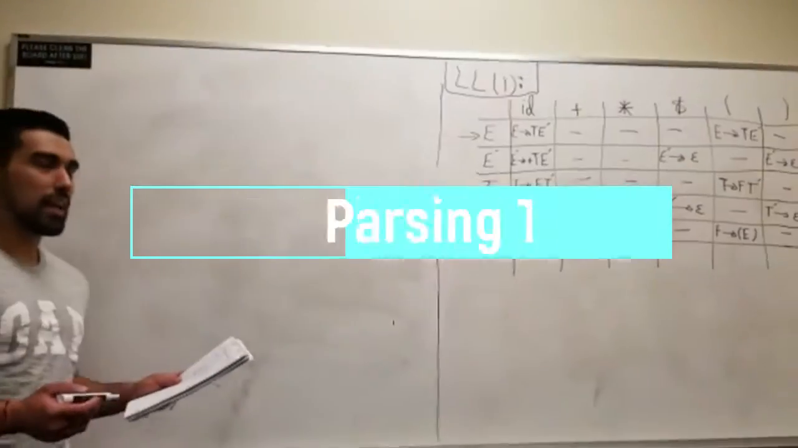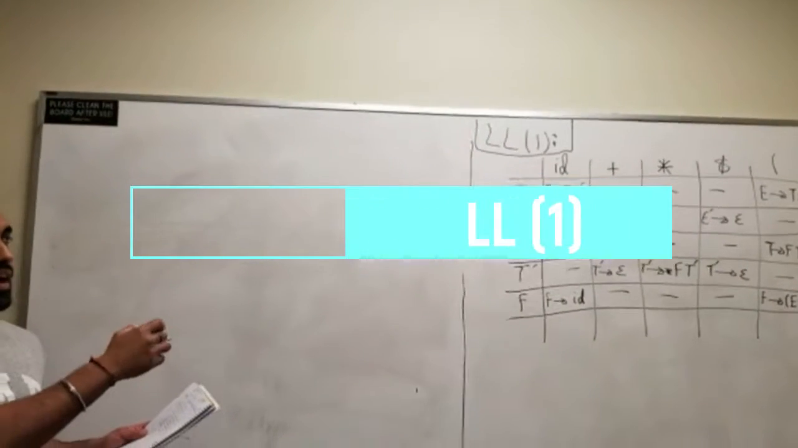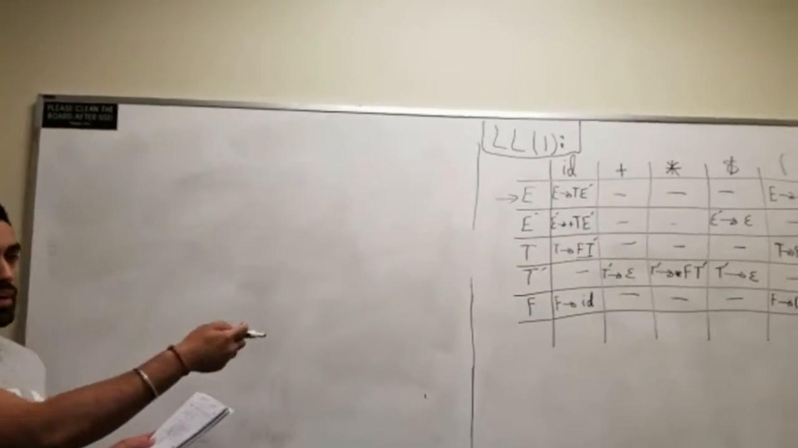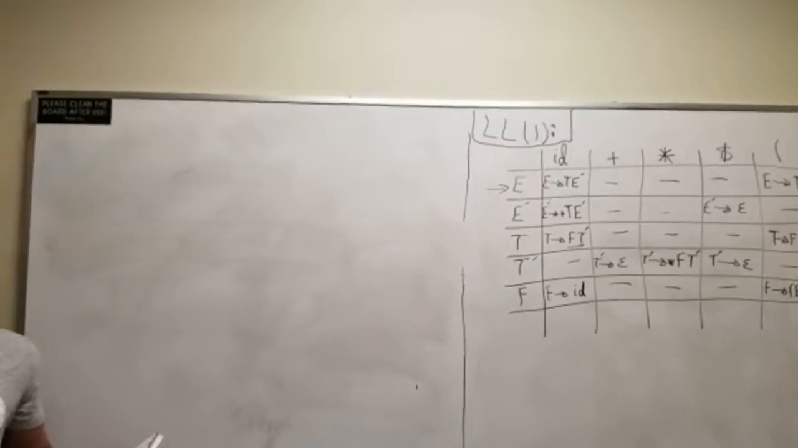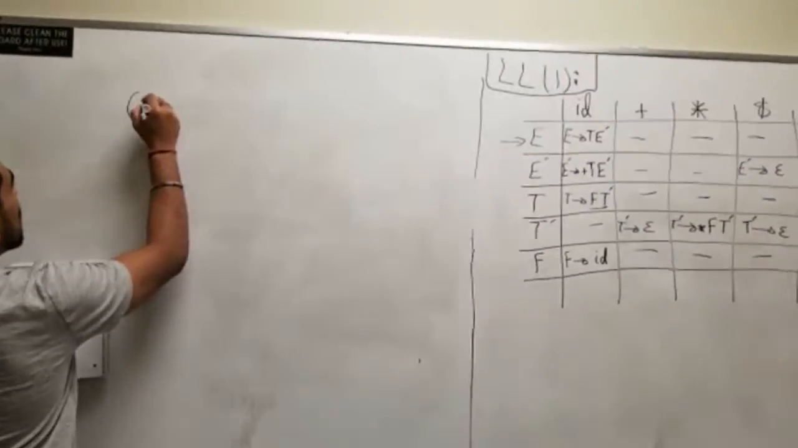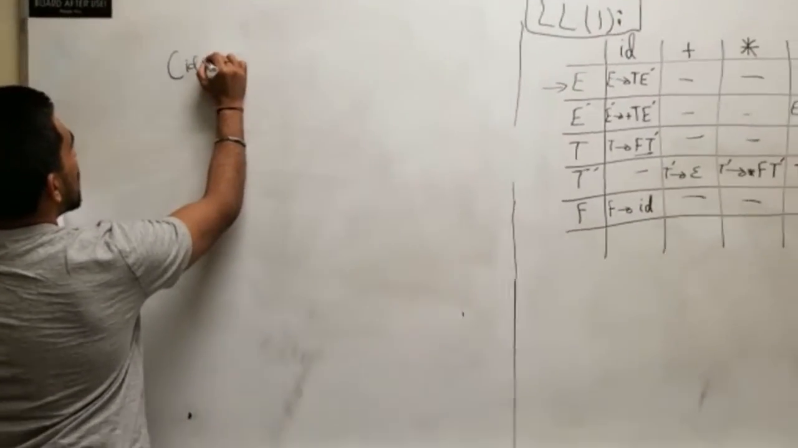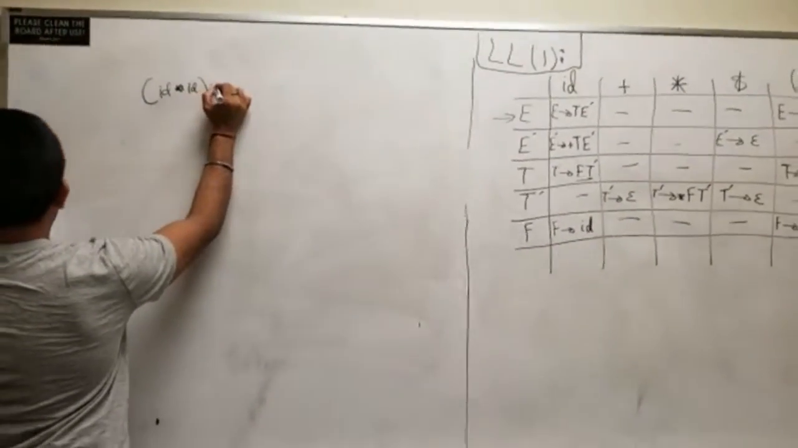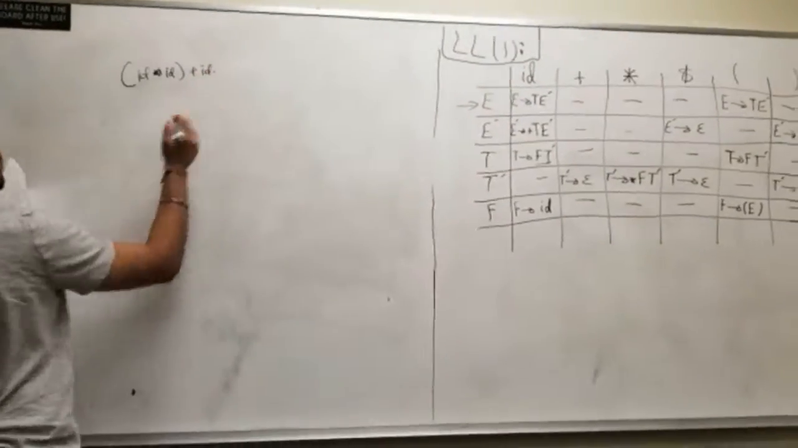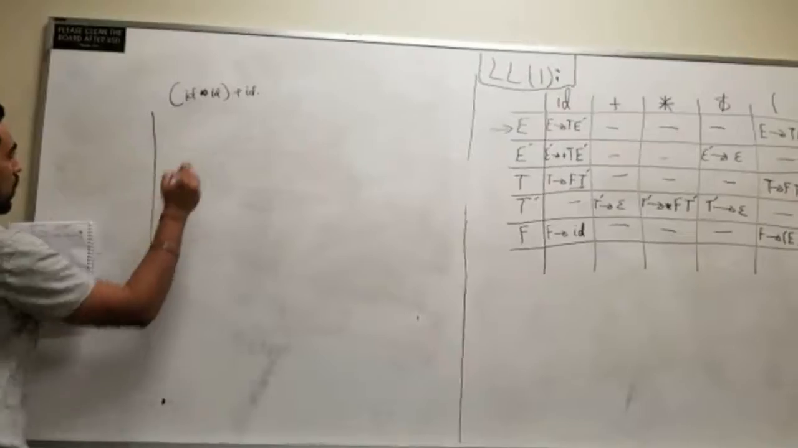My name is Abhijit, and I am going to take an example of a string and I'll pass it through this LL1 table and we'll check whether the string will get accepted or not. So my example is, so this is a string. So we'll take 3 columns.